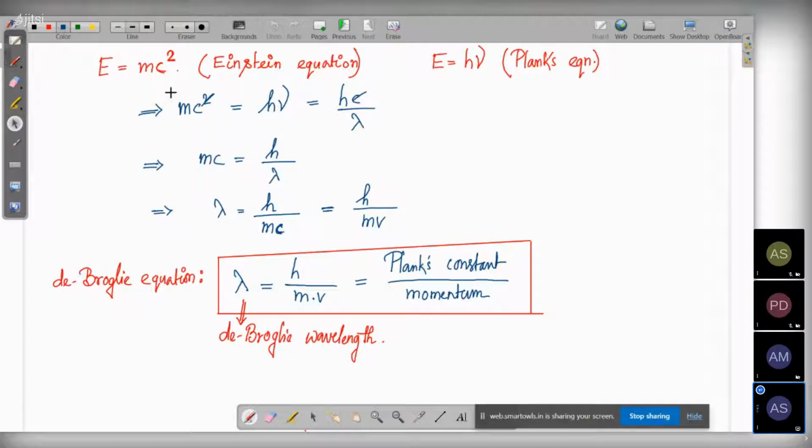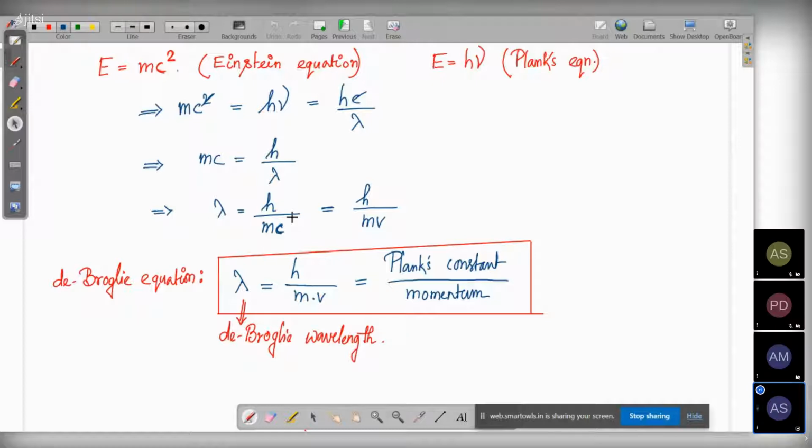That is E equal to mc squared, which is Einstein's equation, and E equal to h nu. He just equated E equal to mc squared and E equal to h nu, and we got mc squared equal to h nu. Now h nu can be written as hc by lambda. We did this, and we got mc equal to h by lambda. So lambda is equal to h by mc.